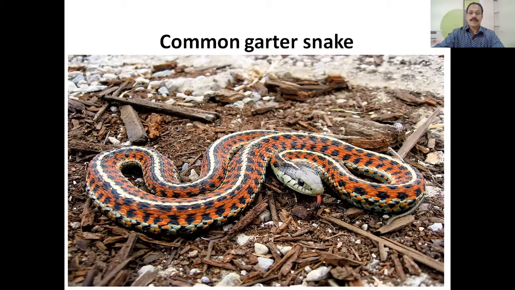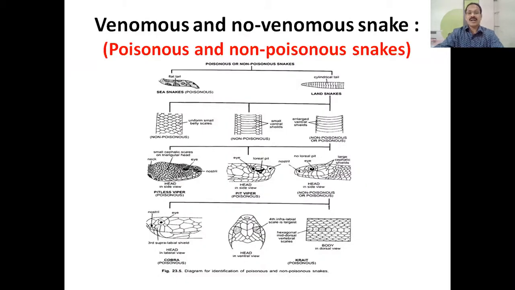So this is very important: snakes that are truly poisonous are very few. Actually, this is the common garter snake. Like that, only 10 species are actually poisonous, and the rest of the snakes are non-poisonous. That means these are the venomous or non-venomous snakes.